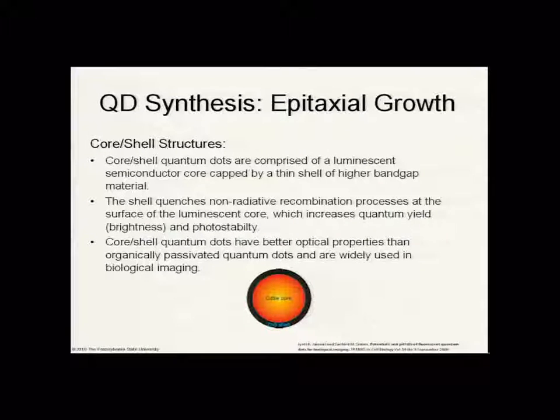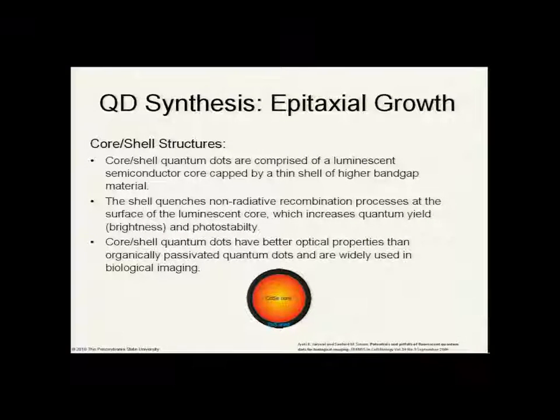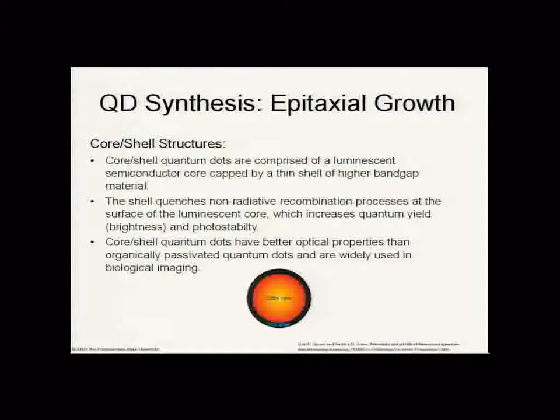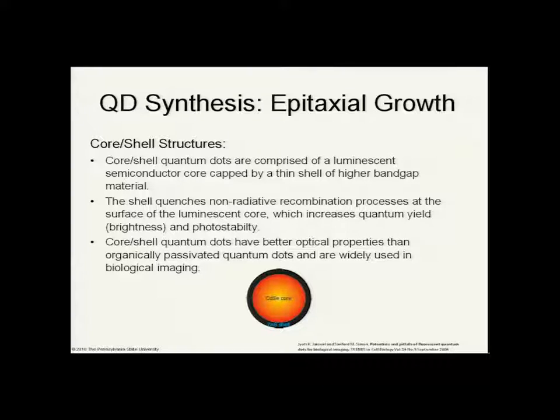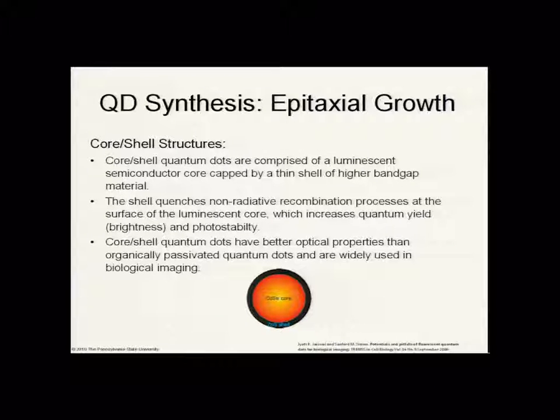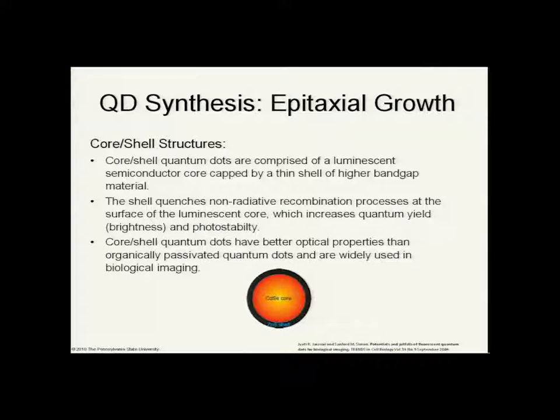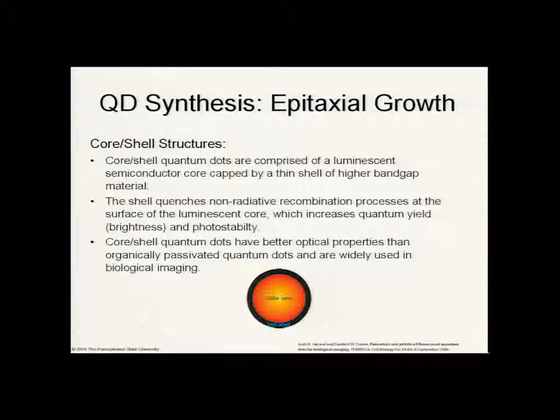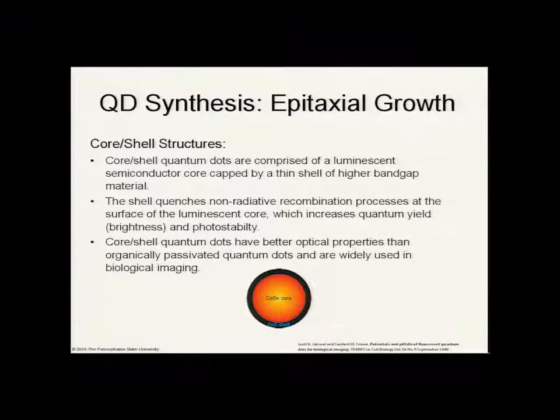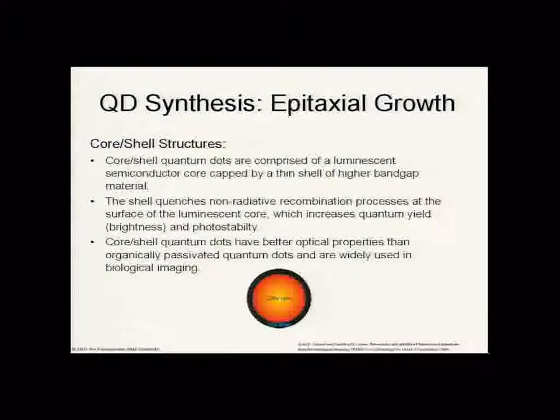Again, with epitaxial growth, we can also create core shell structures. Core shell quantum dots are comprised of a luminescent semiconductor core, which is capped by a thin shell of higher bandgap material. If we look at the figure in the bottom, we see cadmium selenide as the quantum dot core, and then a small layer of zinc selenide, which is the shell.